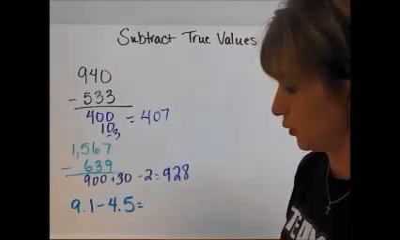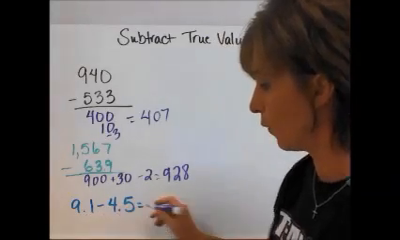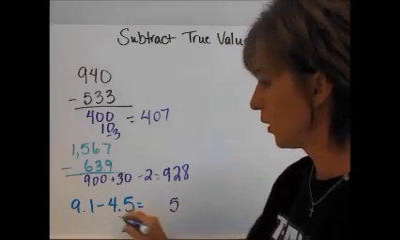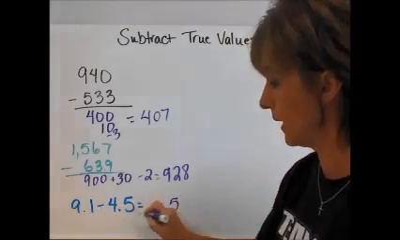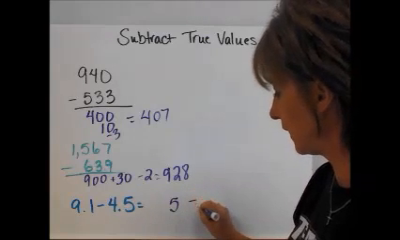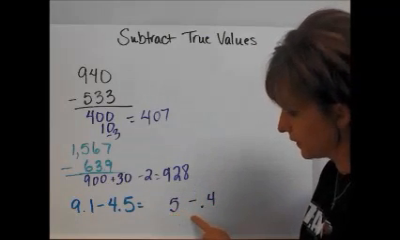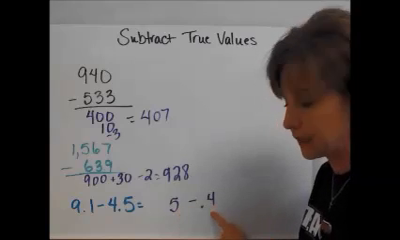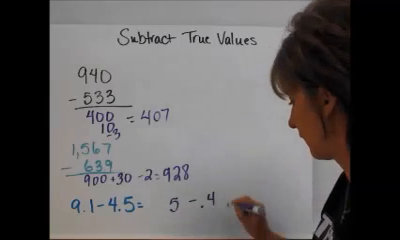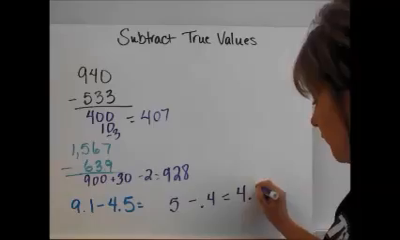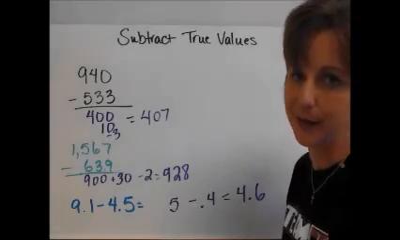Let's try it with decimals. 9 minus 4 is 5. 1/10 minus 5/10 is negative 4/10. This helps me know that my answer cannot be greater than 5 because I still owe 4/10. So 4 6/10 is my answer.